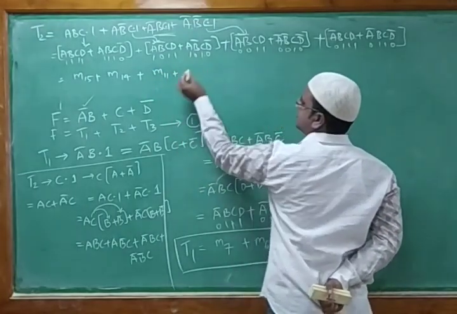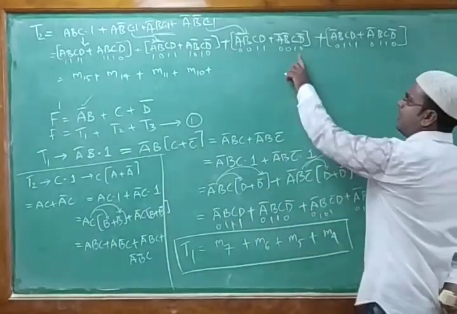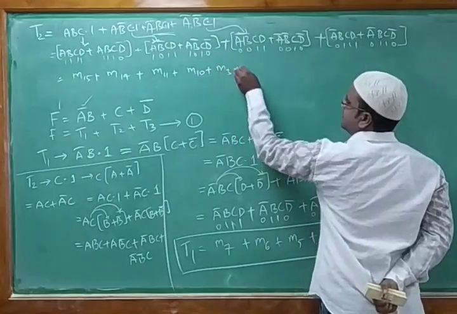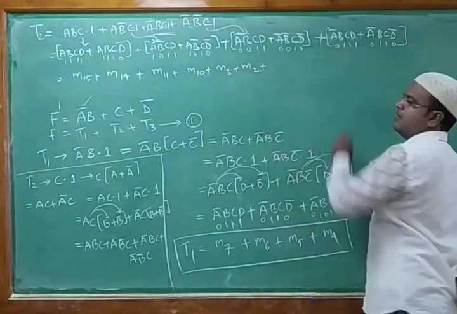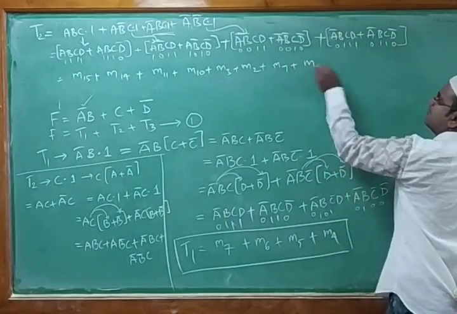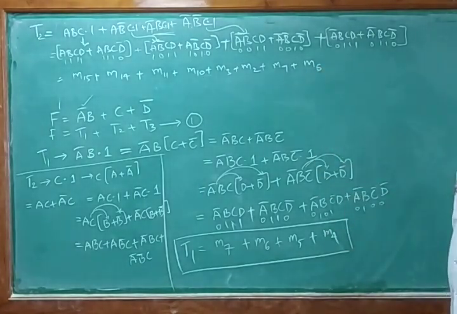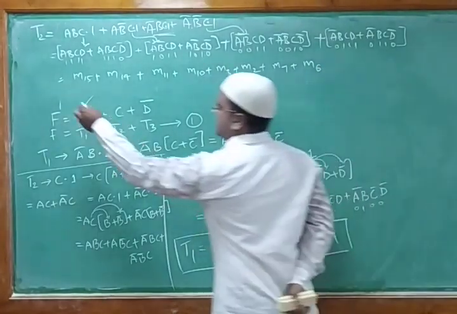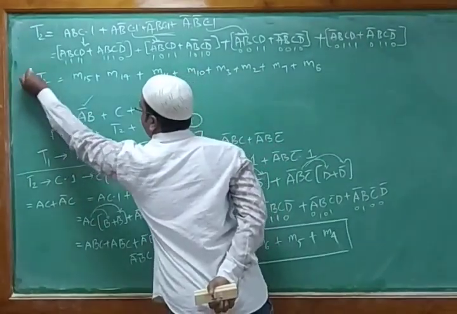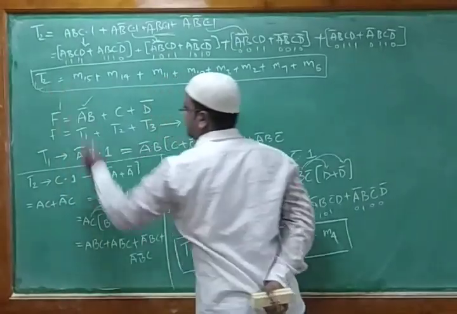This is 8 plus 2. It's M10. This is your 3. M3 and M2. So M3 plus M2. This is your M7 plus this is your M4 plus 2 is 6. So I can write M6. So by taking term 2 we got this whole mean terms. So we found the mean terms for term 2.